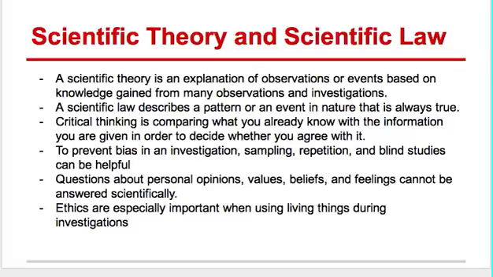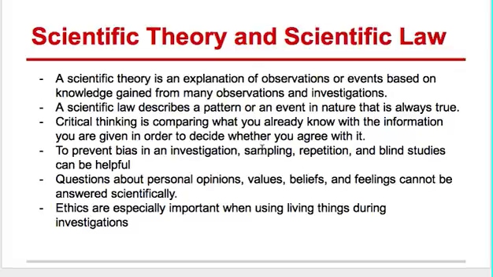To prevent bias in an investigation, sampling, repetition, and blind studies can be helpful. Bias is when you have an assumed answer already. We don't want to assume any answers. We want to go in with an open mind and think that anything is possible in our experiments. So when we do that, we have a few different things that could help us do that.